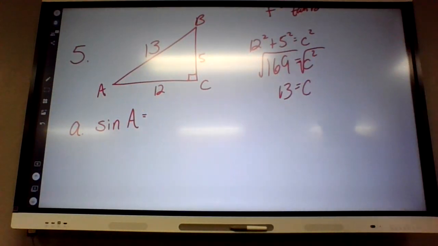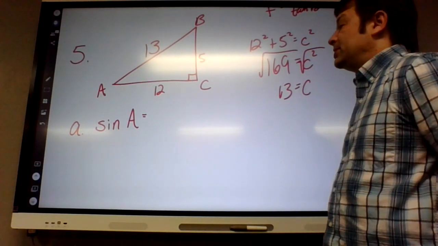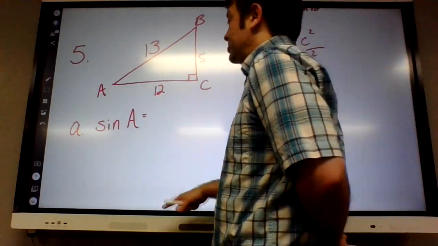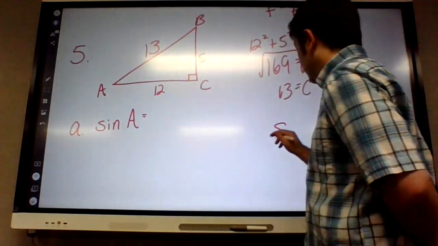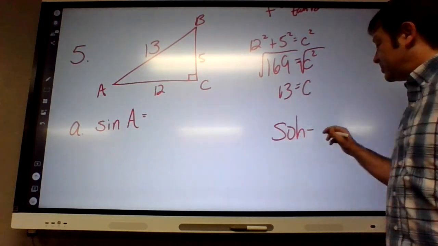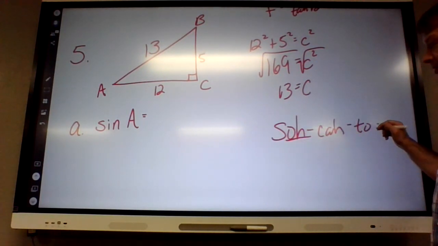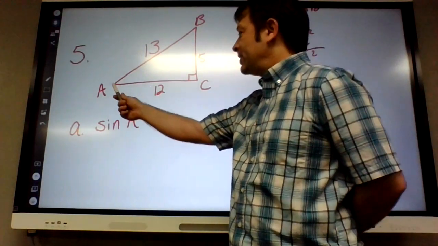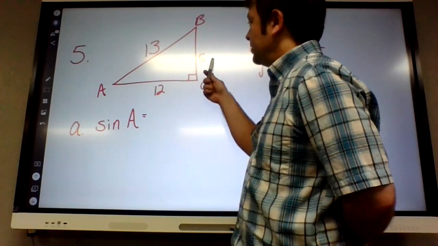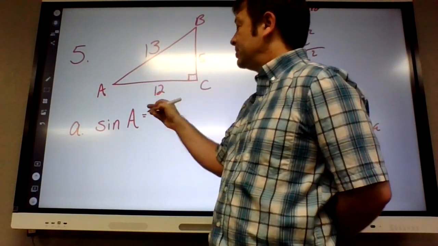Alright, sine of A. Now we don't know what angle A is. There's a way we could find it, but we don't need to. Sine of angle A is supposed to equal opposite over hypotenuse. So what's opposite of angle A? 5. What's hypotenuse? 13.